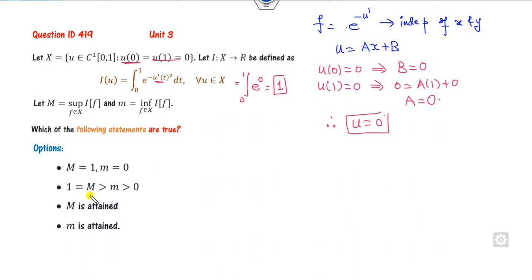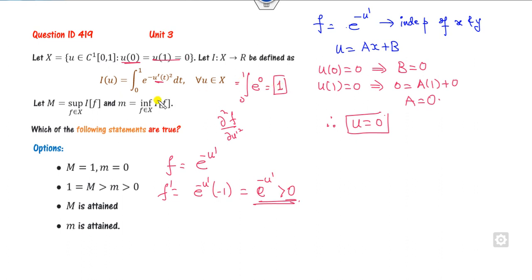Now, is it small m or capital M? You have to check whether it's a maximum or minimum. How can you check that? You can take the second derivative. The first derivative is e raised to power minus u dash. If I consider here, the first derivative is minus 1. If you take the second derivative, it will be e raised to power, which will always be greater than 0.